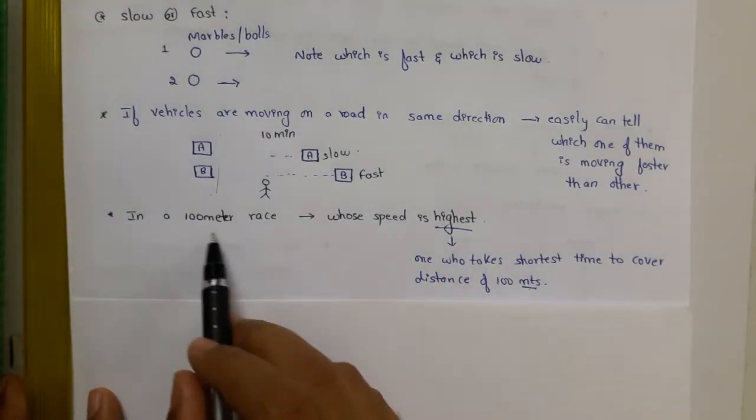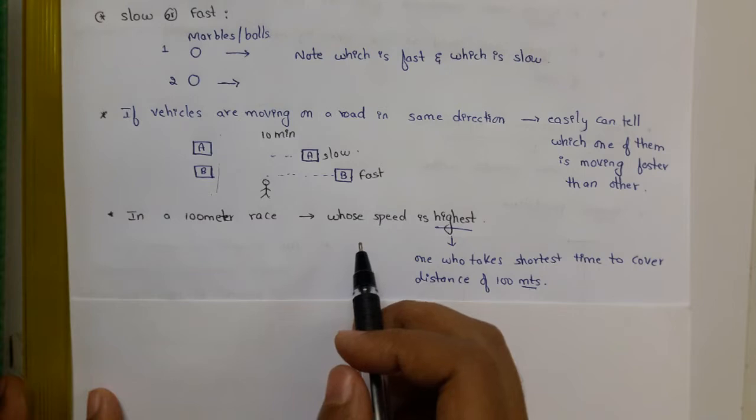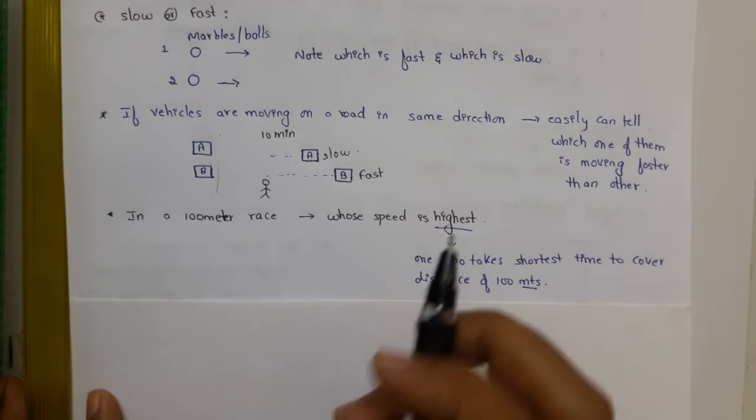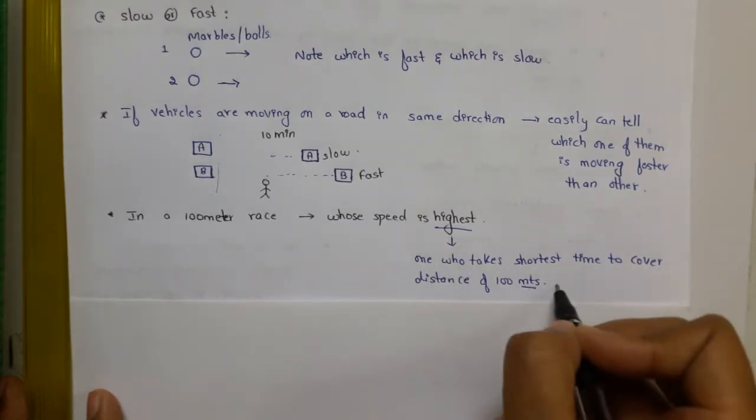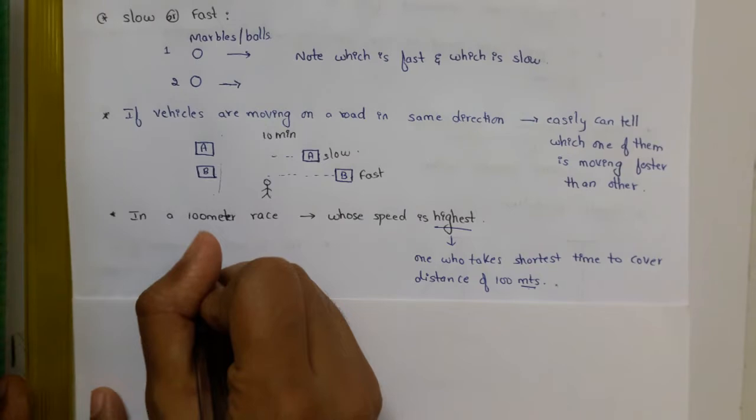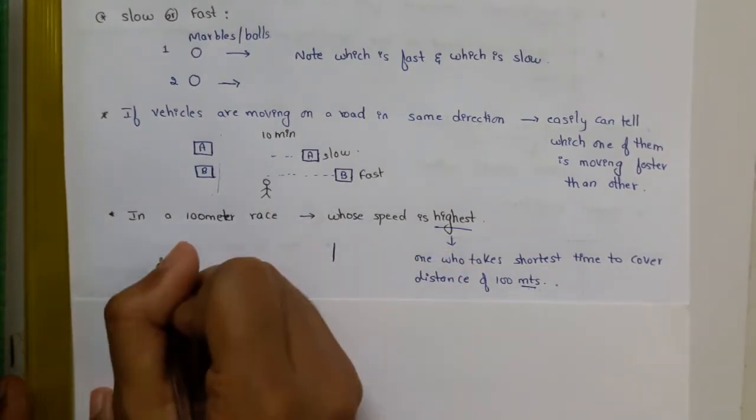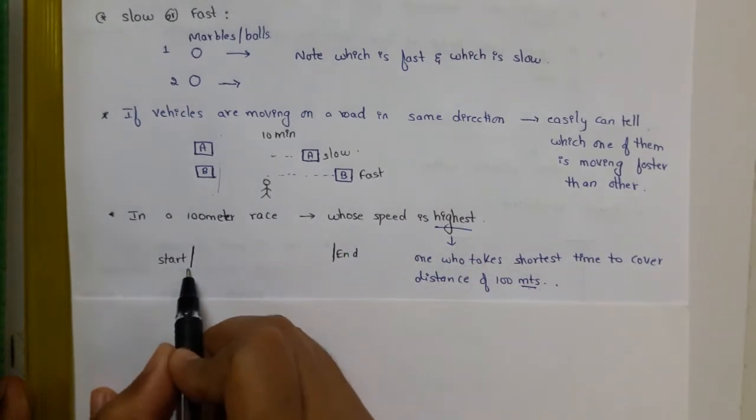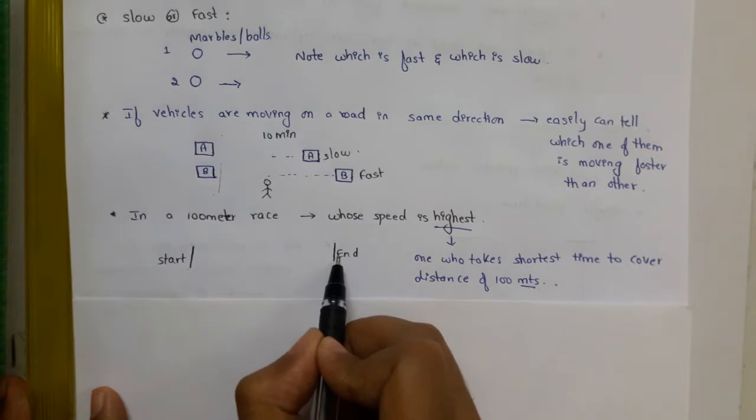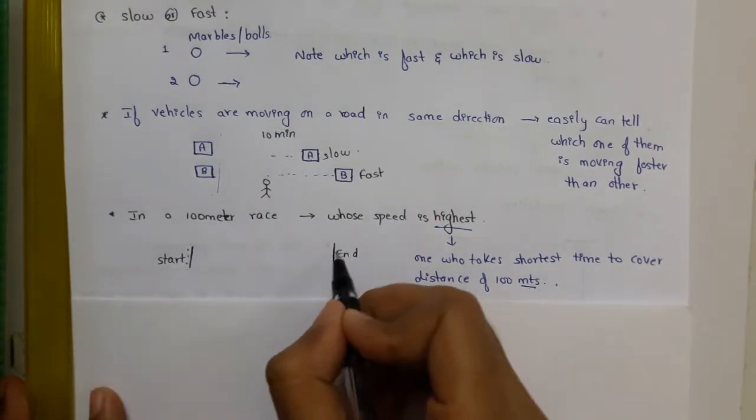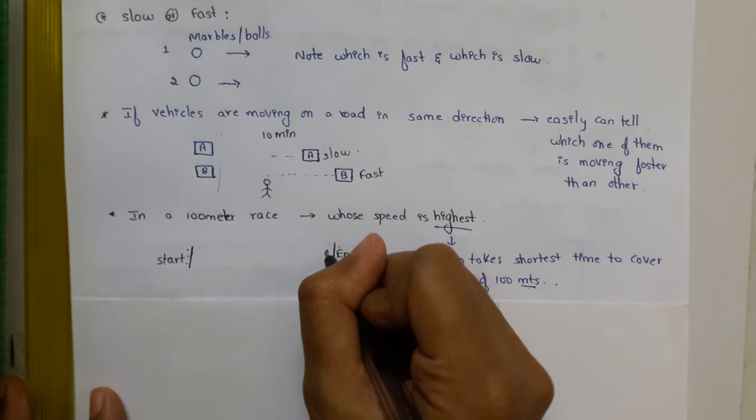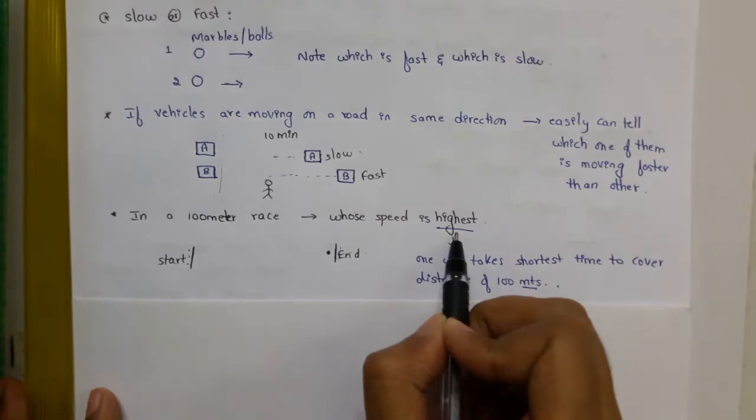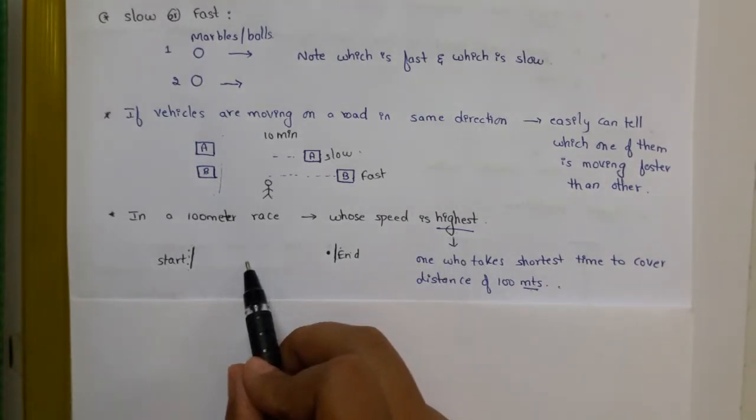One more example: in a 100-meter race, whose speed is highest? How can you tell? In a 100-meter race, the one who takes the shortest time to cover the distance of 100 meters is the fastest. Suppose this is the starting line and this is the end. All the players are here, and now they will start from here and finish here. If one person finishes earlier, then his speed is highest compared to the other players.